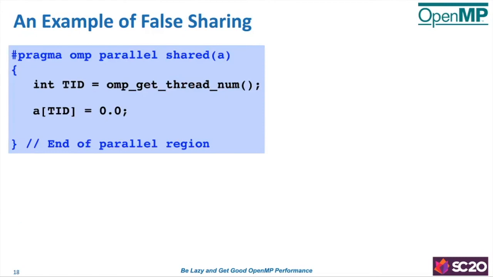Here's an example. There's a parallel region, and the parallel region assigns 0 to a vector, and that's executed in parallel by multiple threads. And the index into the vector is given by the thread ID. So essentially, each thread initializes one element of the vector to 0.